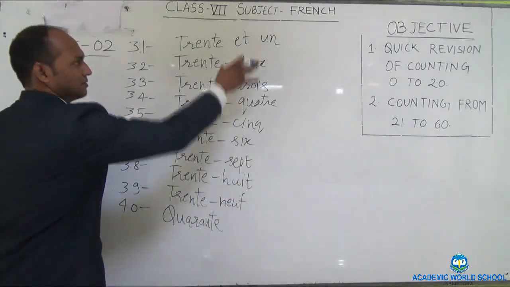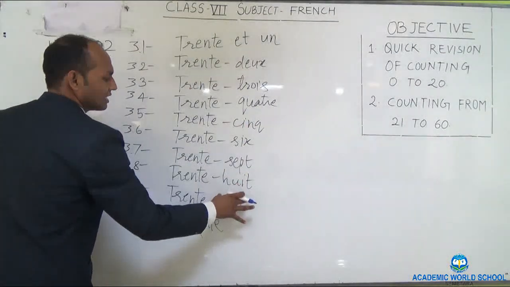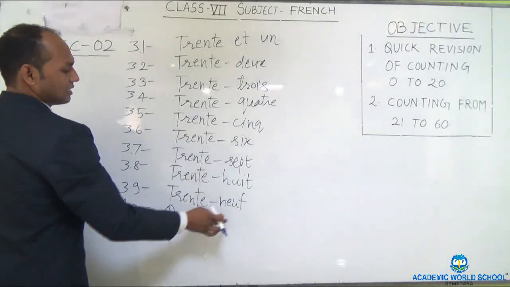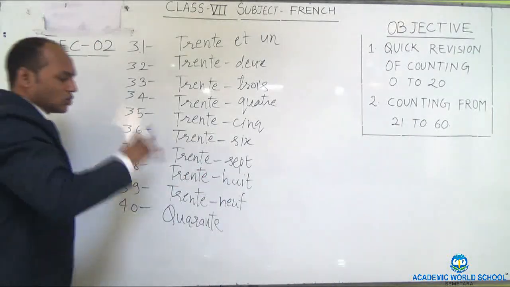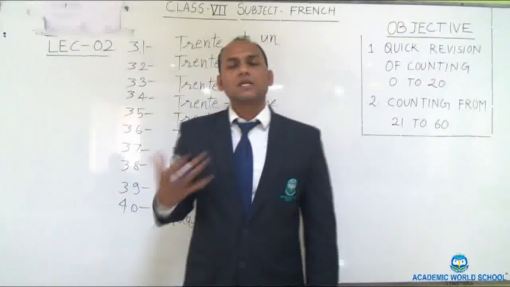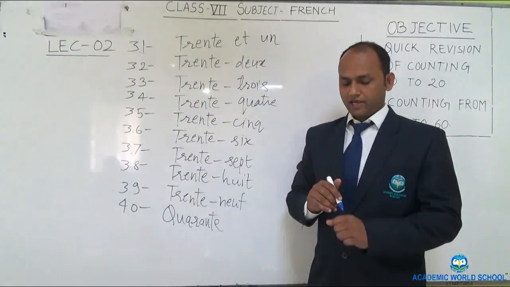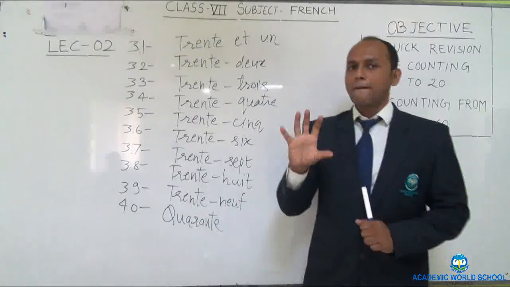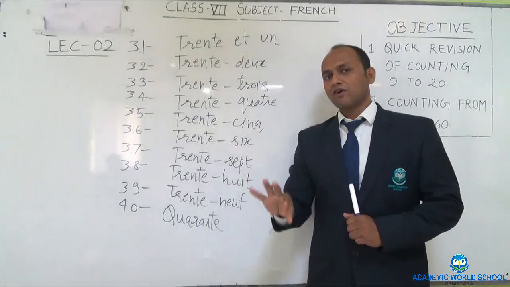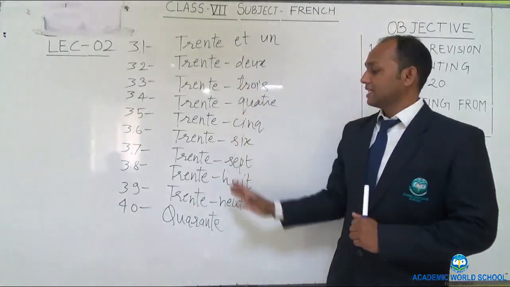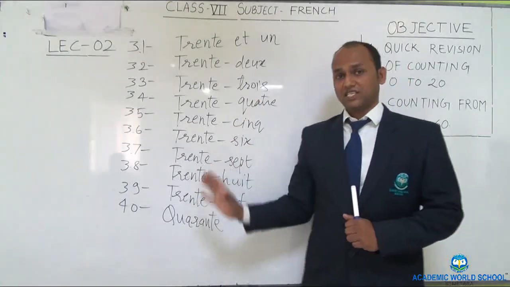Observe the pattern. 1, 2, 3, 4, 5, 6, 7, 8, 9, till 9. Okay. So we will revise the pronunciation from 31 to 40. You might have observed the pattern, right? And now learn the pronunciation. Okay.